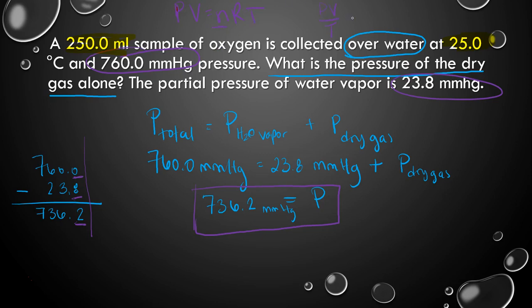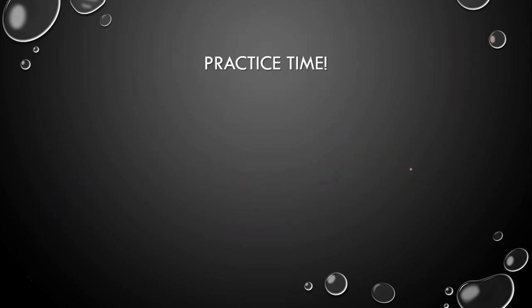If I wanted to put it into PV over T equals PV over T, hopefully this isn't too hard to see. The problem with that is I need at least two things. I do have two pressures, but I don't have two temperatures. I don't have two volumes. So unless I come up with two different things, this isn't going to work, this isn't going to work, it's going to have to be this. The other thing that tells me that is the "over water" and "the pressure of the dry gas alone." Excuse me.